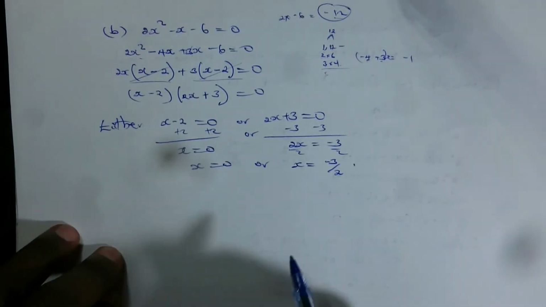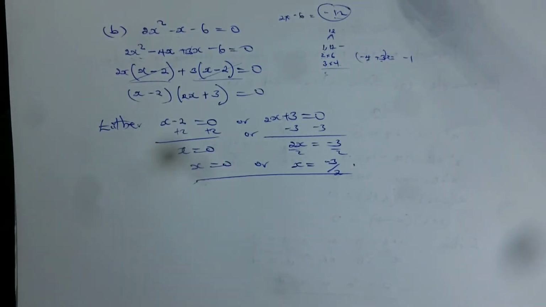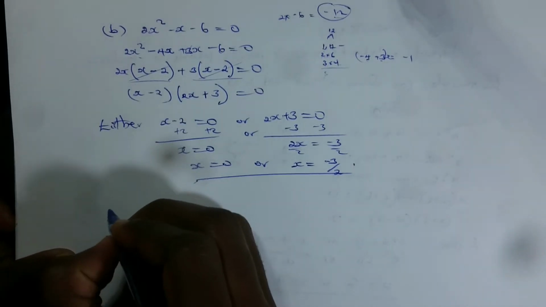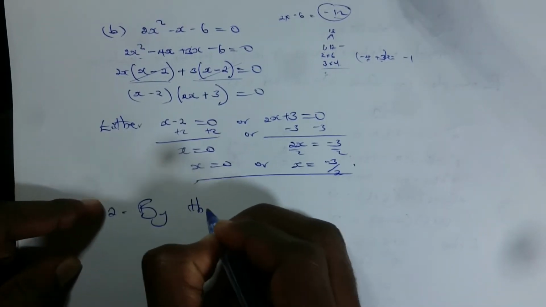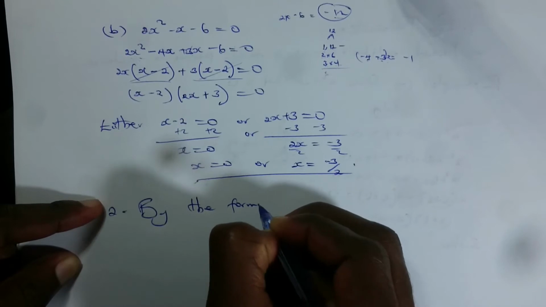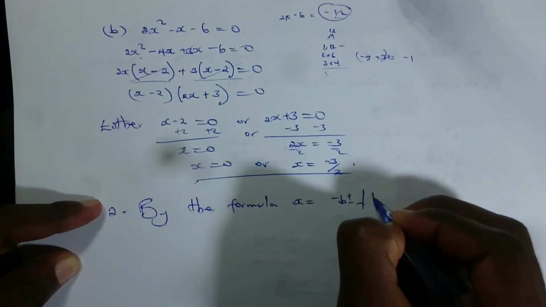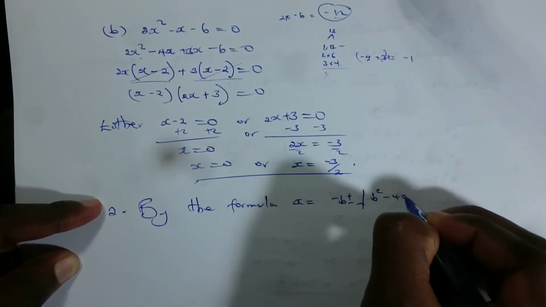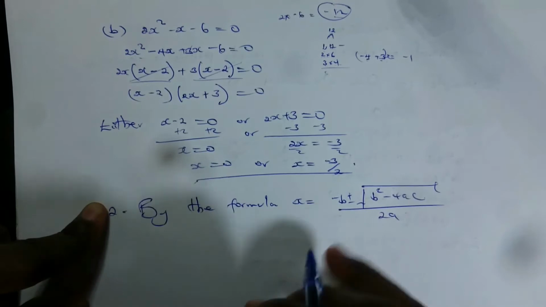So for that case, we are also done. Now I think we can move to the next formula, by the formula x equals minus b plus or minus root of b squared minus 4ac, out of 2a. Which of those are the ones coming?